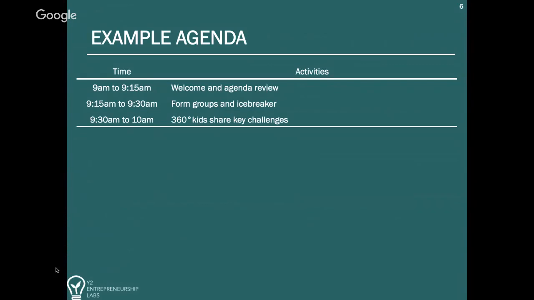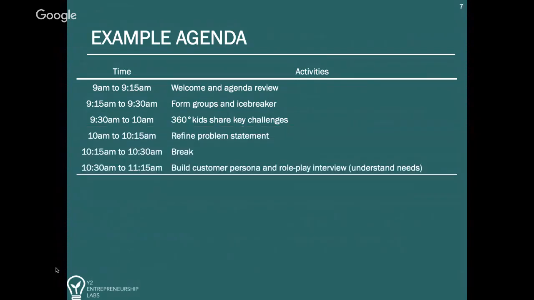And so for the first session, the first part of the design thinking workshop, we form groups. The 360 Kids team shared their 2 or 3 top challenges. Then we come in and offer some instruction to help the students refine the problem statement. They build the user persona. They do some role play interview to understand needs.